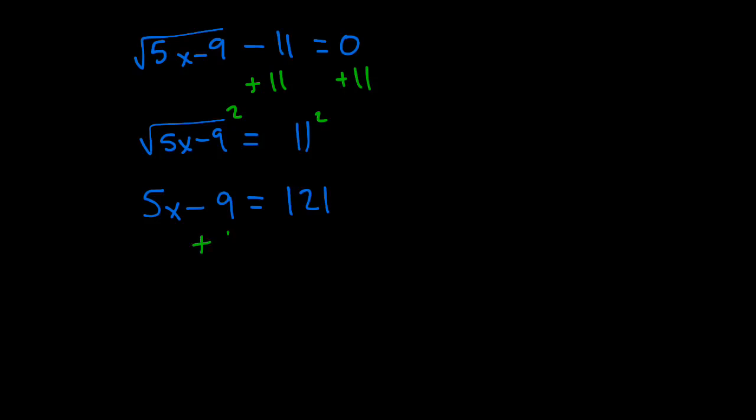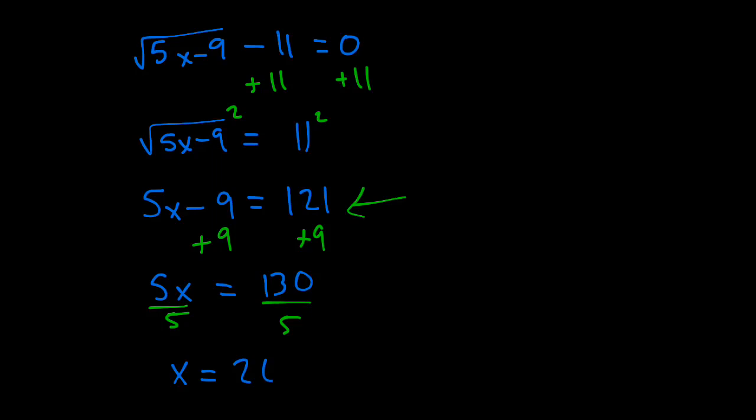Next thing to do is add 9. So 5x equals 130. And divide by 5. Once you get to this step, really, shouldn't be anything new. Shouldn't be much of a problem to solve any of those. What does that end up being? 26, I think. Check and make sure I'm right on that. But again, just undo everything that you see there.